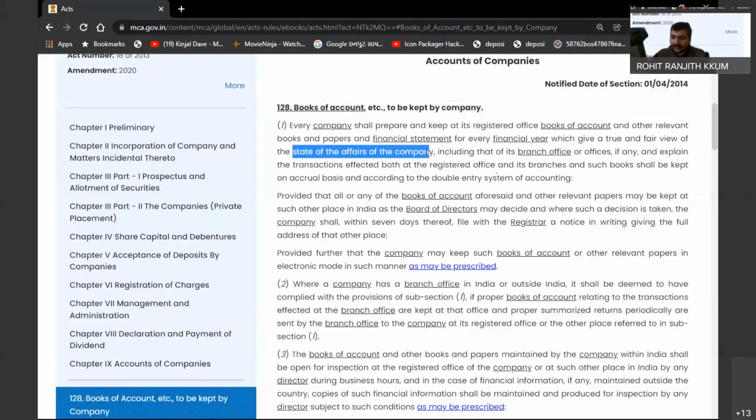It is very much unfortunate that even if it is mentioned that companies should prepare the books of accounts in such a way which gives the true and fair view, what is the definition of true and fair view? It is not defined in the act.